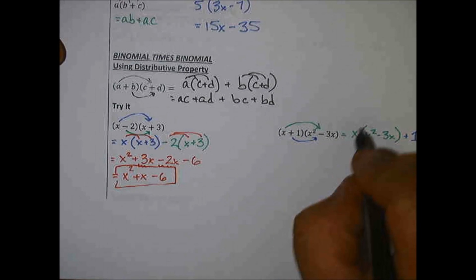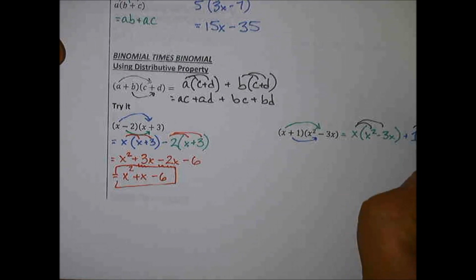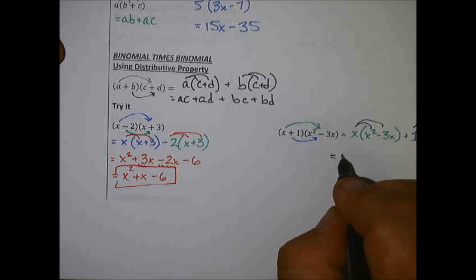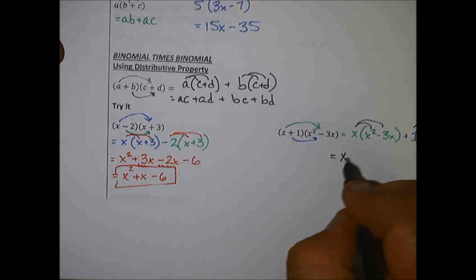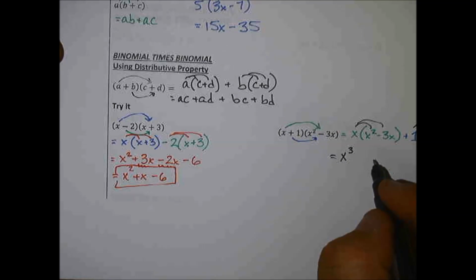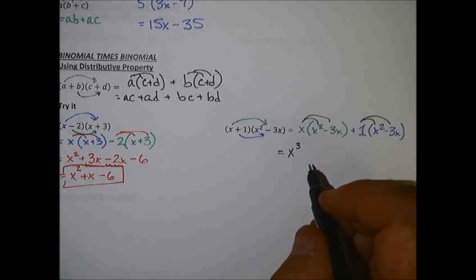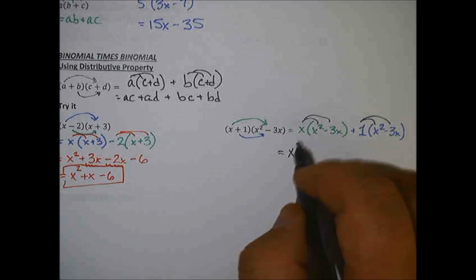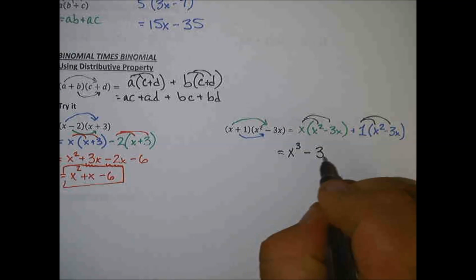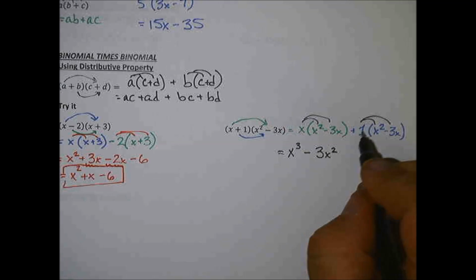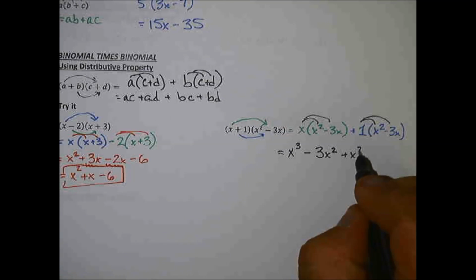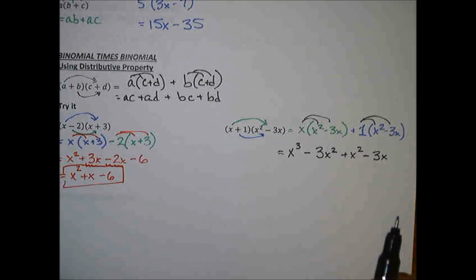Okay, so I'm going to distribute twice. Double distribute. And we get x times x squared, which is going to be x cubed. Remember like bases. X times negative 3x is negative 3x squared. And then we have 1 times x squared, which is just plus x squared. 1 times negative 3x is minus 3x.